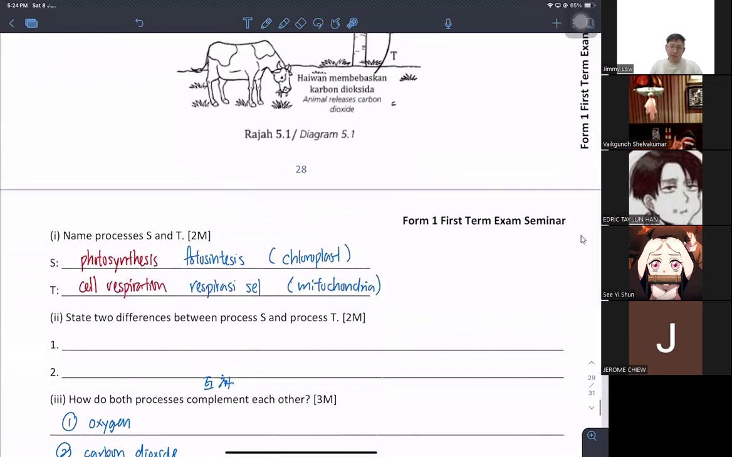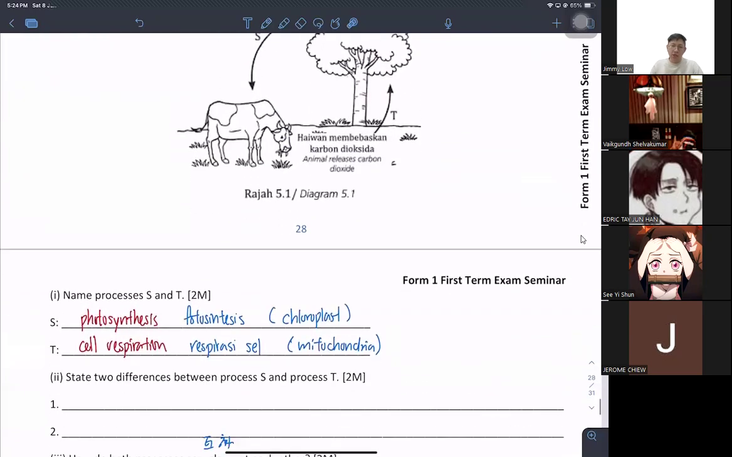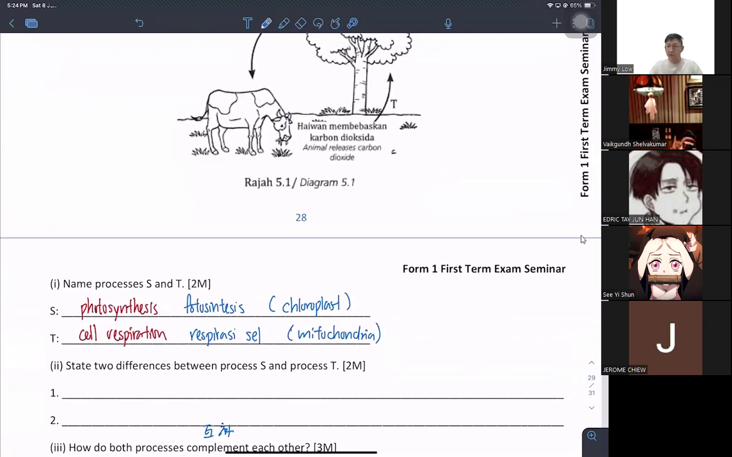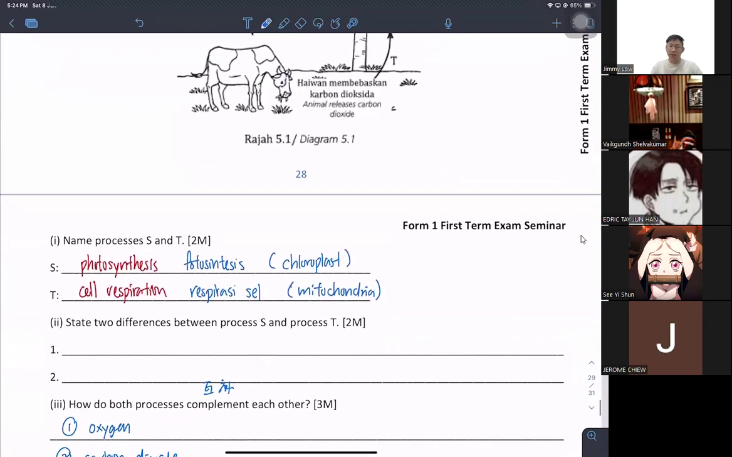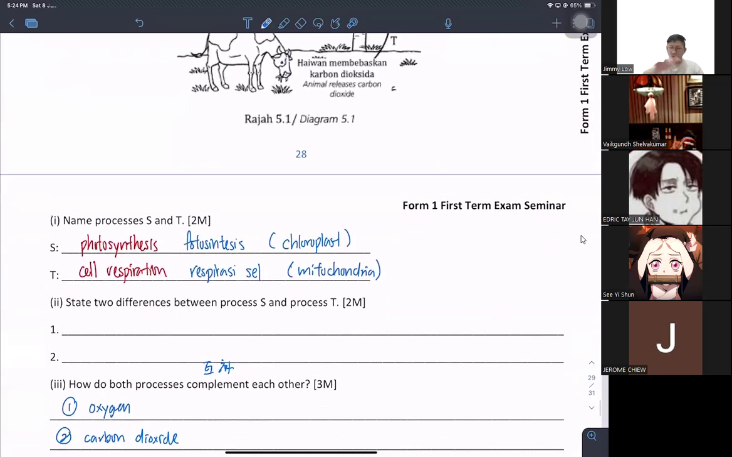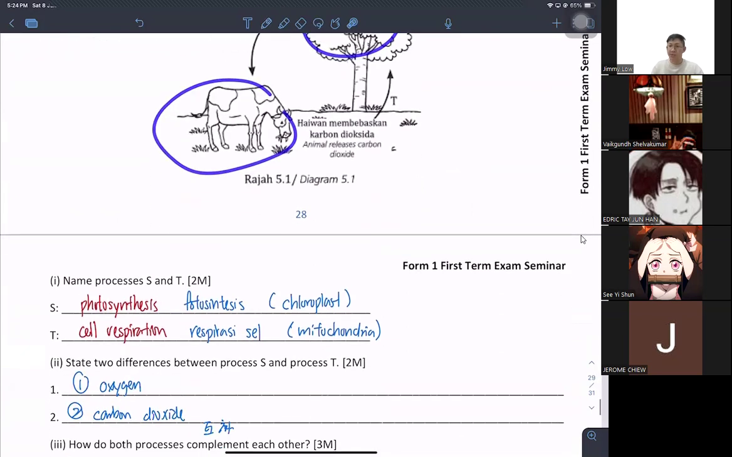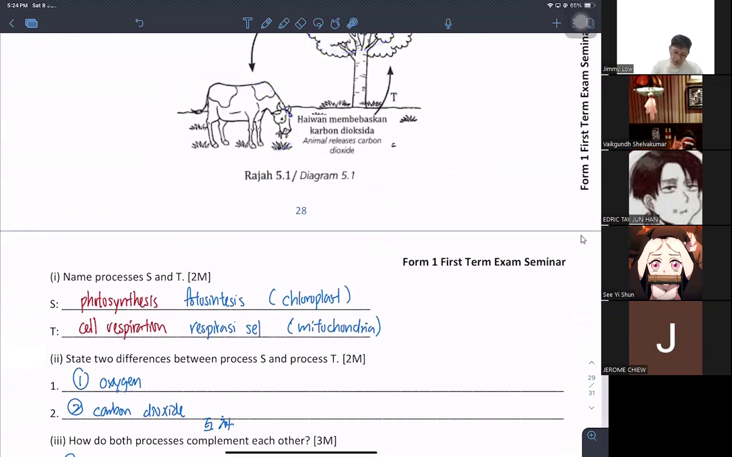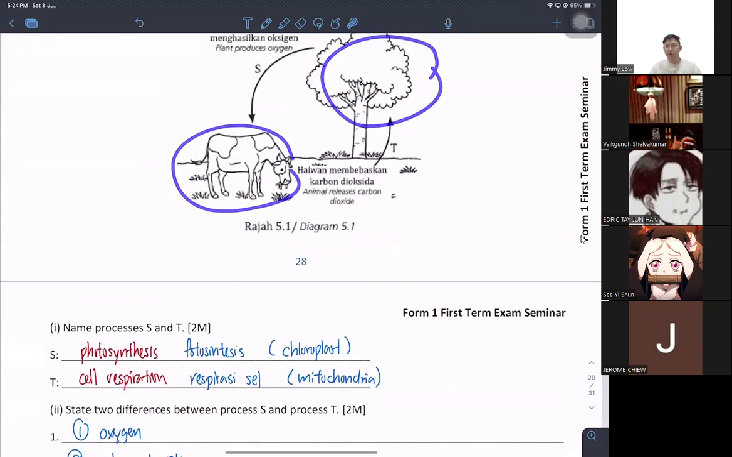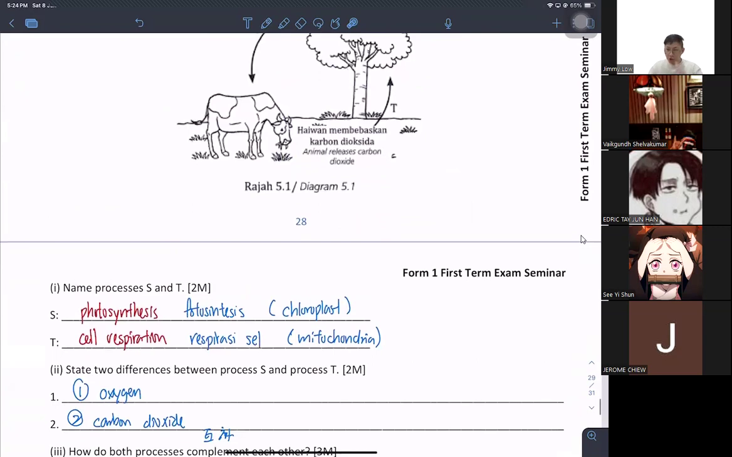State two differences between process S and process T. So what is the difference between them? Basically, you can explain in two angles. We have a lot of ways to explain. The very common one is oxygen and carbon dioxide. Who produces oxygen? One produces oxygen and the other consumes oxygen. This is the difference. For carbon dioxide, one produces carbon dioxide and the other consumes carbon dioxide, and this is another difference.